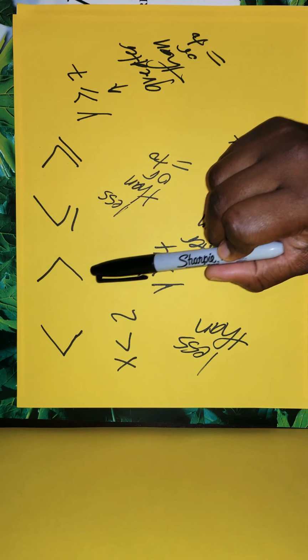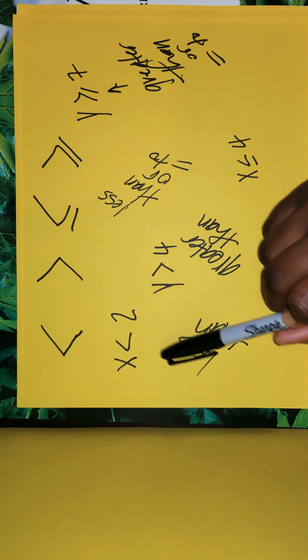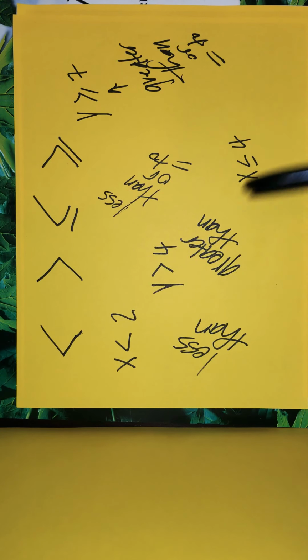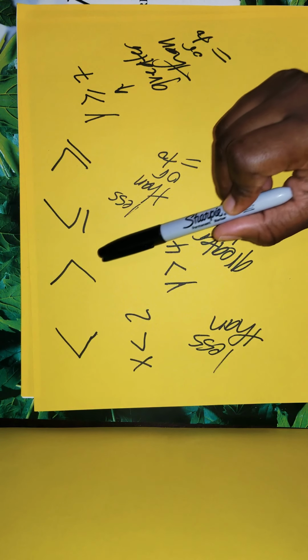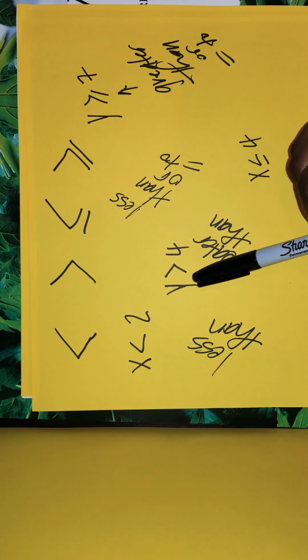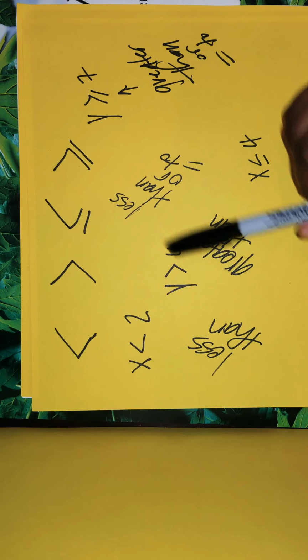So here we have the four basic signs. Less than, as we see here, x is less than 2. So we need values of x that are less than 2 to make this inequality true. Here we have a second sign that is the opposite of this one. This sign is known as a greater than sign, where y is greater than 4. So we need values of y that are bigger or greater than 4 to make this inequality true.